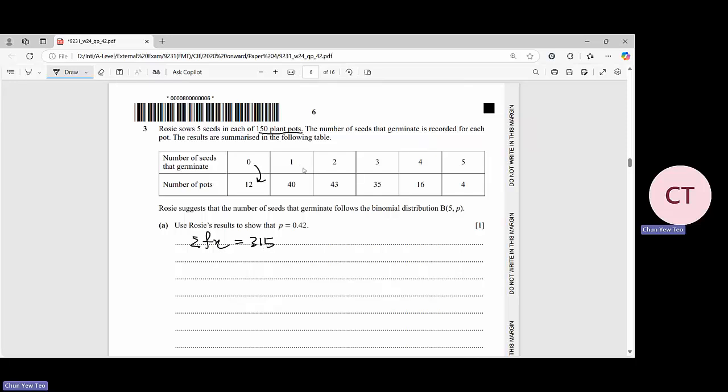The sum of the fx is 315. Just multiply each x by its frequency, and in total you get 315. And the sum of the f is 150. So the mean is 315 over 150. In a binomial distribution, the mean is np, which is equal to 315 over 150. Your n over here is 5, so it's 5p. Therefore your p, just press the calculator, you will get 0.42. Okay, so this is how you get the answer for p.